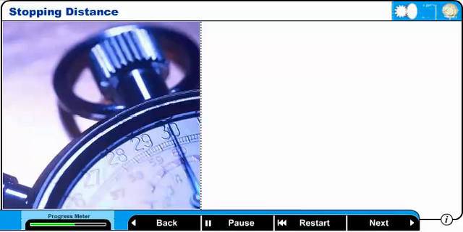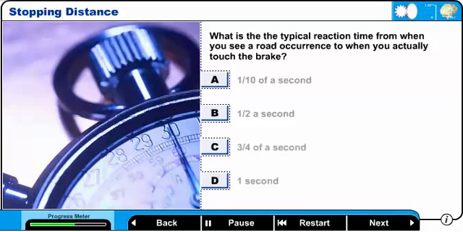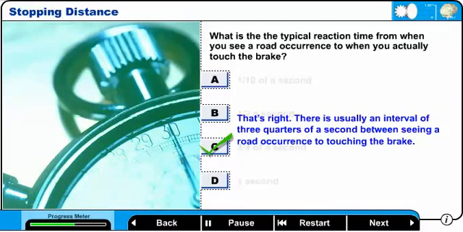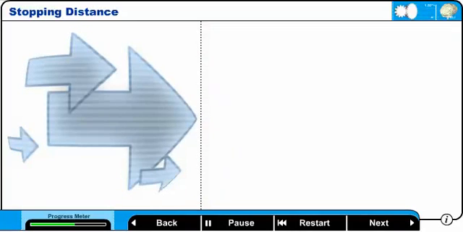Stopping distances are another factor that must be considered when determining your following distances. Think for a minute. What is the typical reaction time from when you see a road occurrence to when you actually touch the brake? A, 1/10 of a second. B, half a second. C, 3/4 of a second. Or D, 1 second. That's right. There is usually an interval of 3/4 of a second between seeing a road occurrence to touching the brake. And that's why understanding how much distance you need to bring your vehicle to a stop is so important.